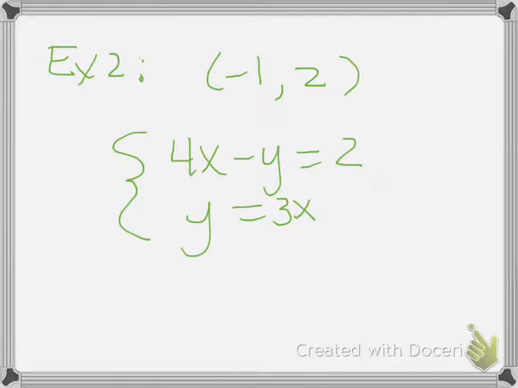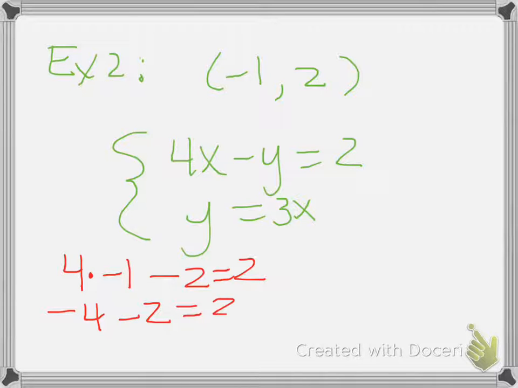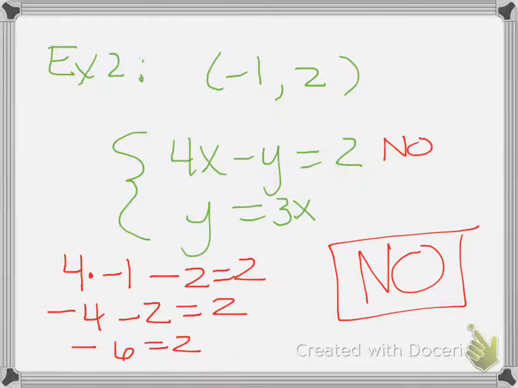Example 2. So we're going to plug in (-1, 2) into each of our equations. In the first one, we're going to say 4 times -1 minus 2 equals 2. And 4 times -1 is -4. -4 minus 2 is -6. So we end up with -6 equals 2. Since it does not work for that one, the answer to the whole thing is no. Because if it doesn't work for one, you don't even have to check the second one. If it doesn't work for one, then it doesn't work for both.